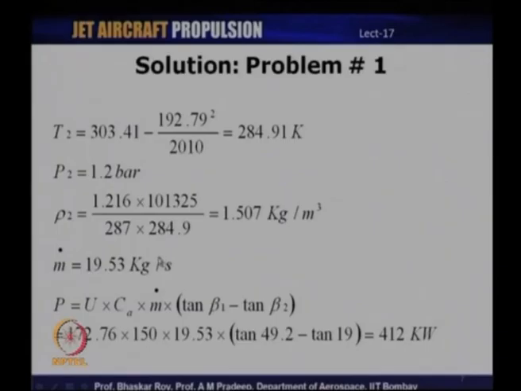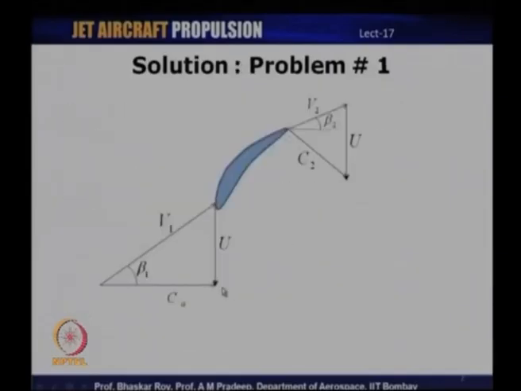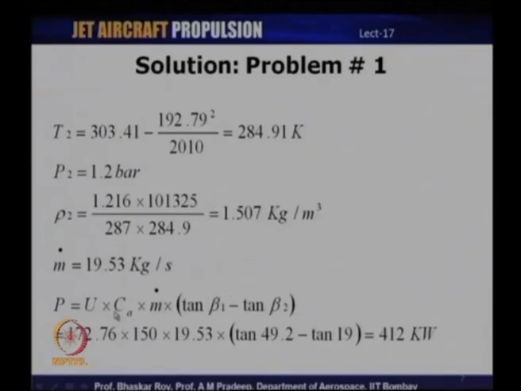The second part of the problem was to find the power required to drive this compressor. And how do we find the power required? Power required is U into delta C theta multiplied by mass flow rate. And delta C theta, or delta Cw, is the difference between Cw2 and Cw1. So delta Cw is equal to Ca times tan beta 1 minus tan beta 2, and U has already been calculated, 172.76, Ca is known, 150 meters per second, mass flow rate is 19.53, and tan beta 1 and tan beta 2 are also known. Therefore, the power required can be calculated by substituting all these values and simplifying. So, we get the power required as 412 kilowatts.